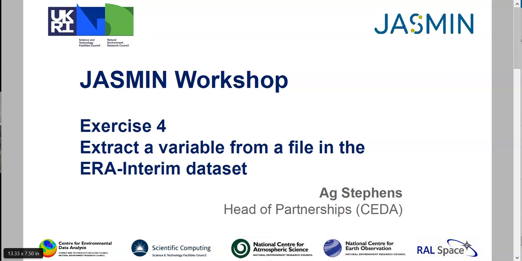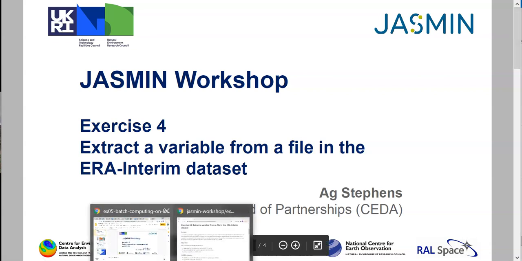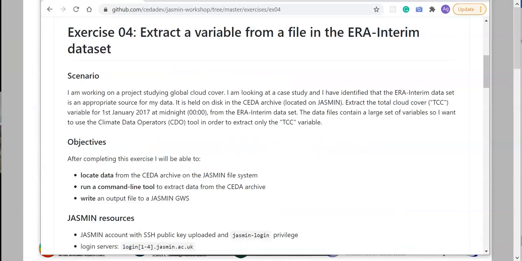In exercise 4 of the JASMIN workshop series, we'll be looking at extracting a variable from a file in the ERA-Interim dataset held within the CEDA archive. Our scenario is this. I'm working on a project studying global cloud cover. I'm looking at a case study and I've identified that the ERA-Interim dataset is an appropriate data source. It happens to be held on the CEDA archive, which is located on JASMIN and is accessible from the JASMIN servers. And I'm interested in extracting a variable called total cloud cover, or TCC, for a specific date and time.